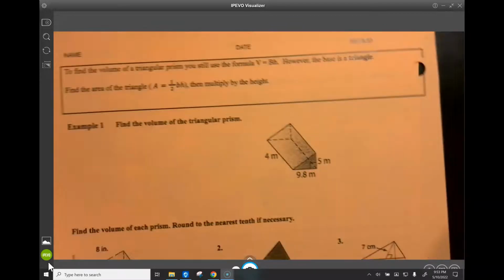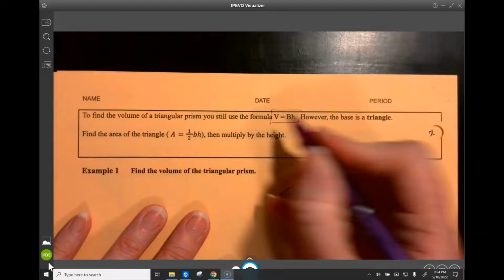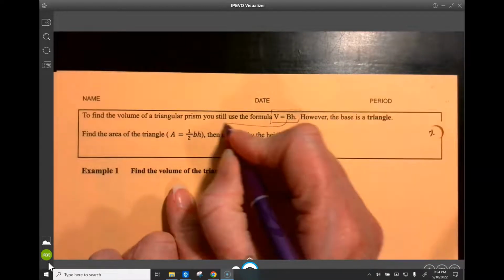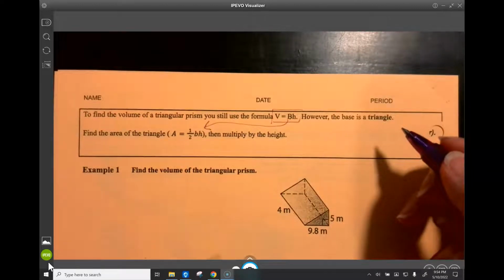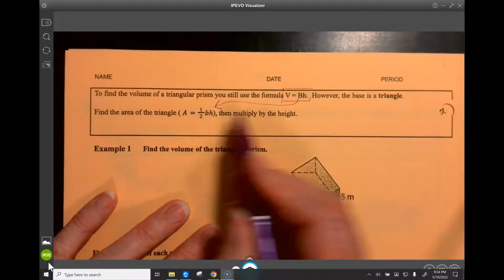So let's look at a triangle. It's still going to be the same formula. It's still going to be area of the base times the height. But what's my base now? My base is a triangle, so I'm going to use area of the base is 1/2 base times height. Okay, so that's going to be the only difference. I have to find the area of a triangle, and then I'm going to do it.